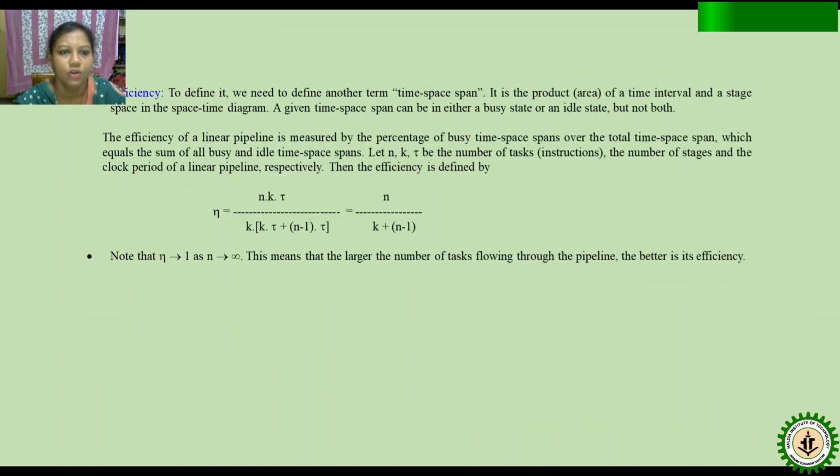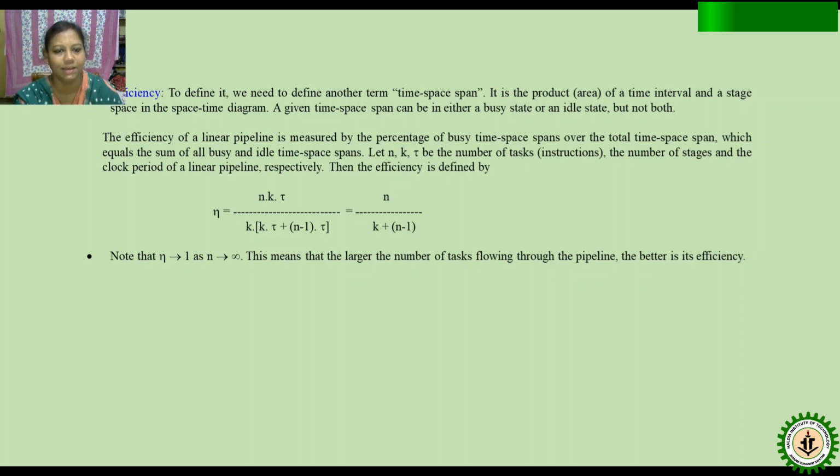Now efficiency. To define the efficiency, we define another term, time-space span. It is the product area of a time interval and a state space in the space-time diagram. A given time-space span can be either a busy state or an idle state, but not both. That is, from the space-time diagram, we can determine whether the state is busy or idle. Now what is efficiency? The efficiency of a linear pipeline is measured by the percentage of busy time-space spans over the total time-space span, which equals the sum of all busy and idle.